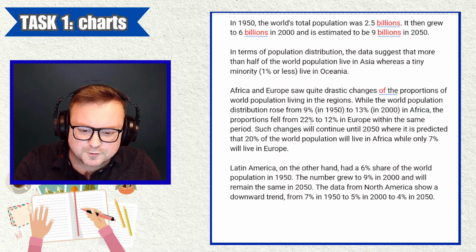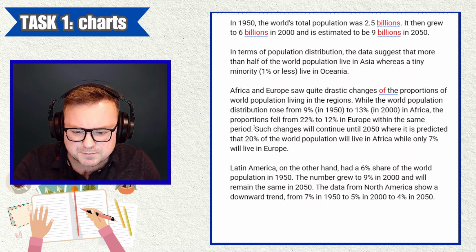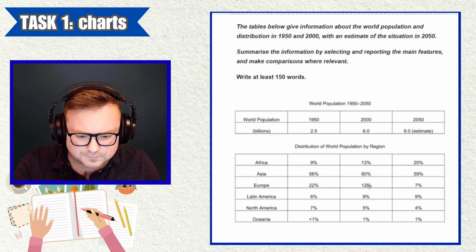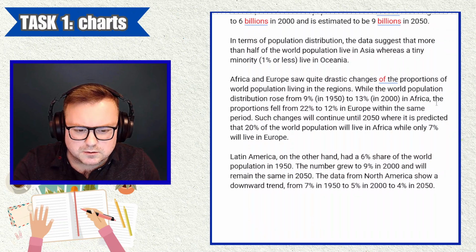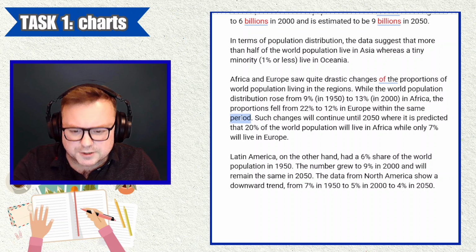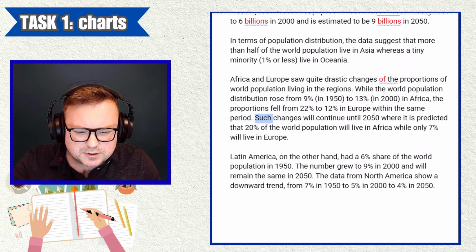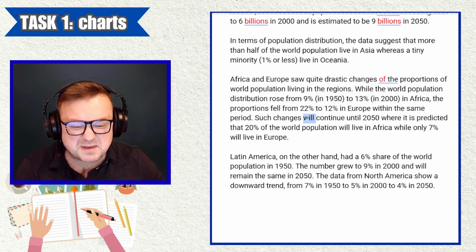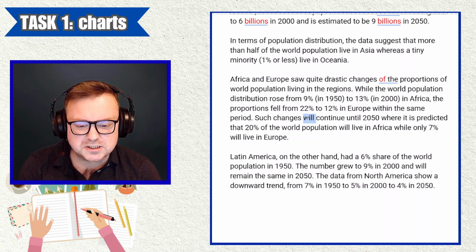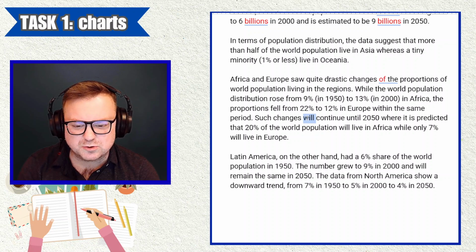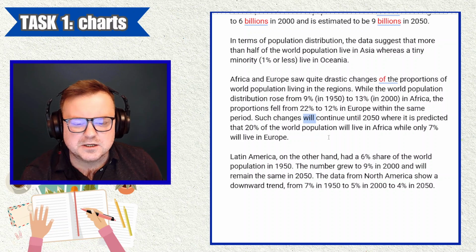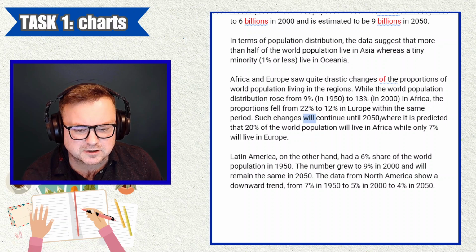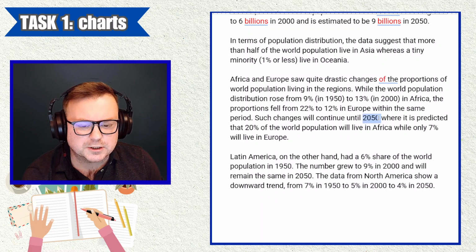The proportions fell from 22% to 12% in Europe within the same period. Such changes will continue until, cool, we get some predictive language. Maybe in academic, we could say something better than will, like are projected to continue, or are predicted to continue, or are likely to continue. That might be a little bit better than will, but okay. Such changes will continue until 2050, comma, should have a comma here.